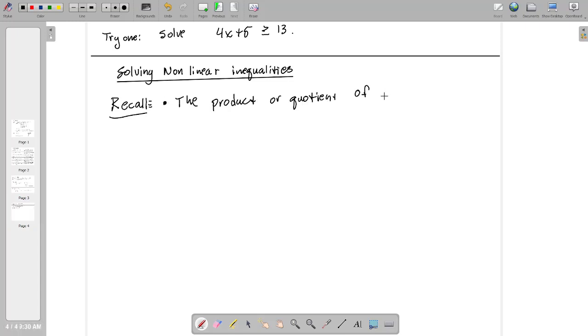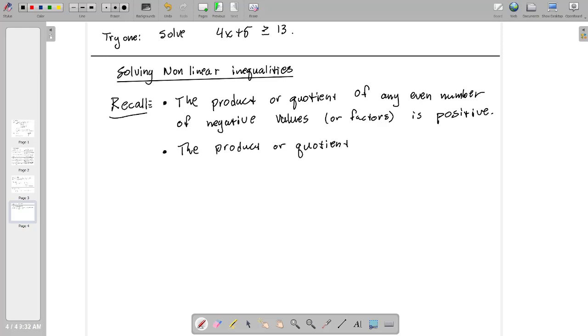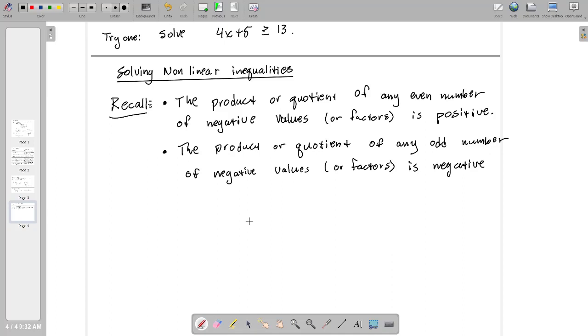The product or quotient of any even number of negative values or factors is positive. The product or quotient of any odd number of negative values or factors is negative.